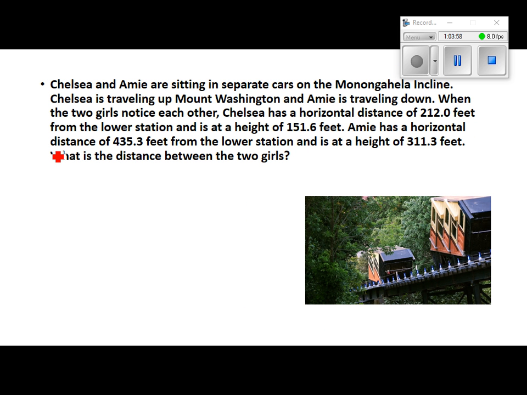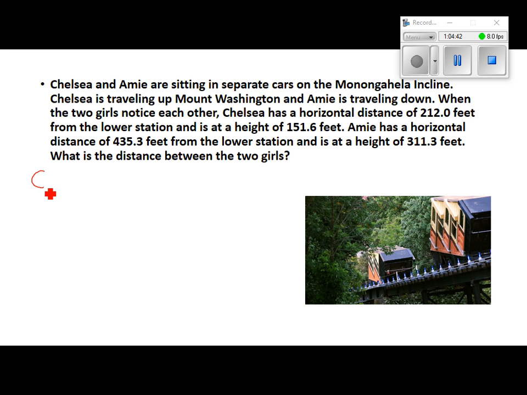Chelsea and Amy are sitting in separate cars on some incline. I'm not even going to try to pronounce that name. Chelsea is traveling up Mount Washington, and Amy is traveling down. When the two girls notice each other, Chelsea has a horizontal distance of 212.0 feet from the lower station and a height of 151.6 feet. Amy has a horizontal distance of 435.3 feet from the lower station and a height of 311 feet. What is the distance between the two girls?